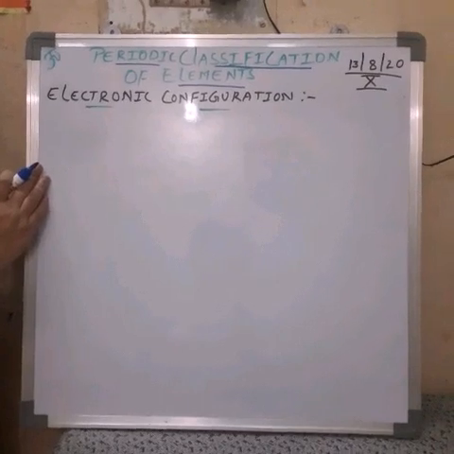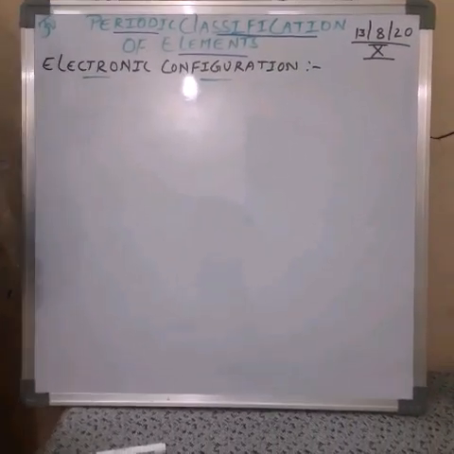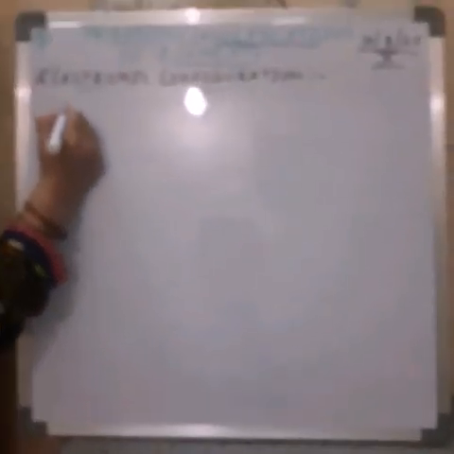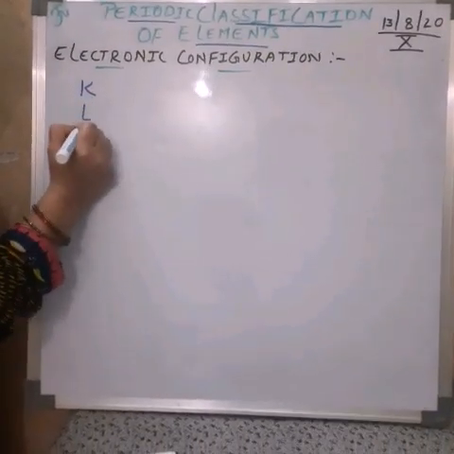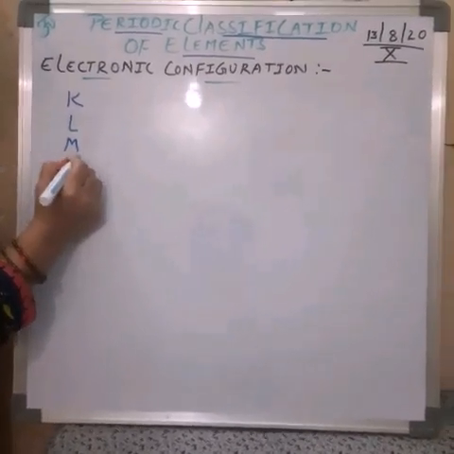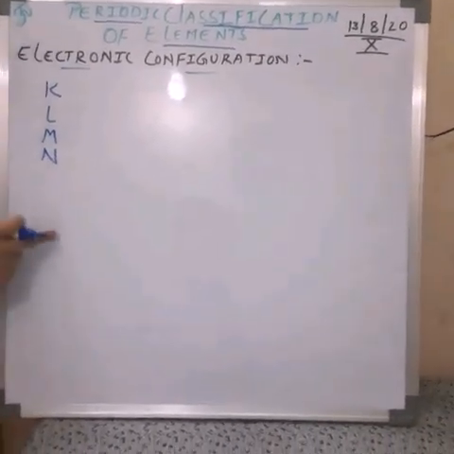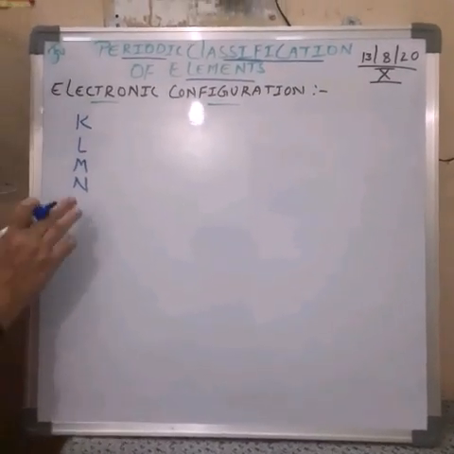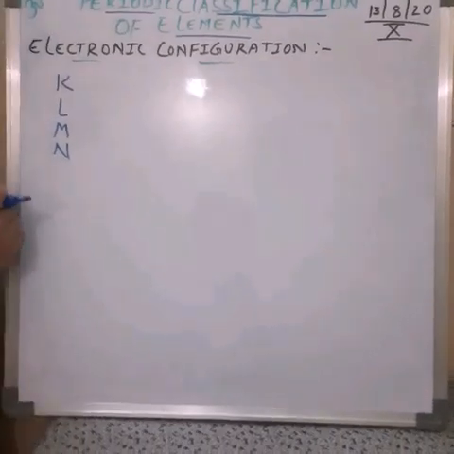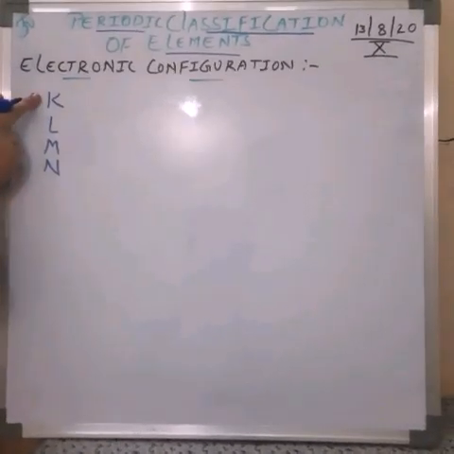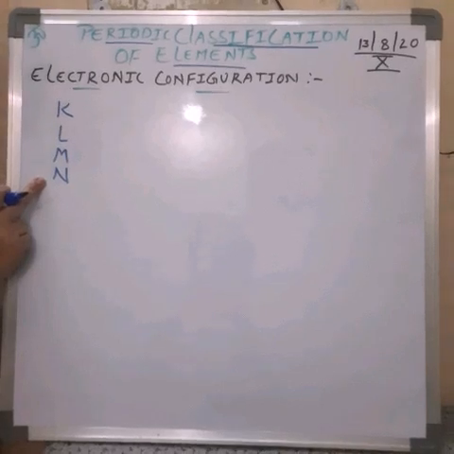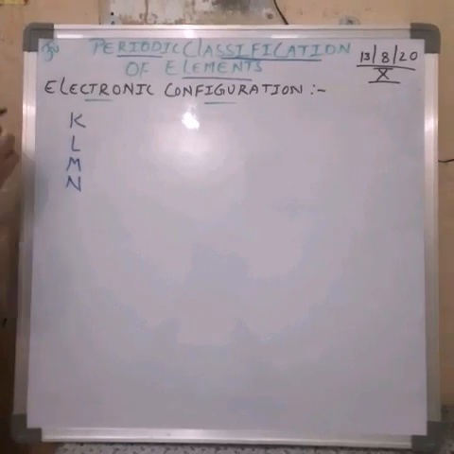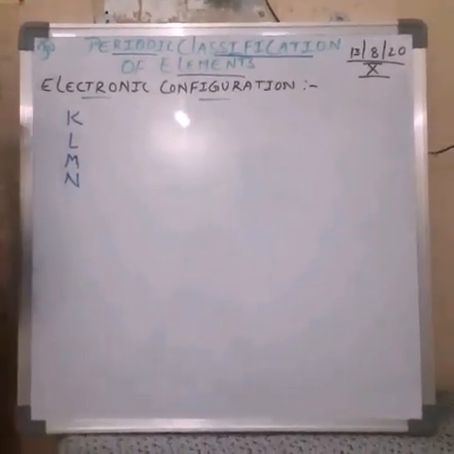Last time we learned that every atom will have shells. Those shells are called orbits, designated as K, L, M, N and so on. This is also called the principal quantum number, which you will be learning in the higher classes. Right now let us only focus on what is electronic configuration. Each of these orbits is given a value, and the value begins from 1.